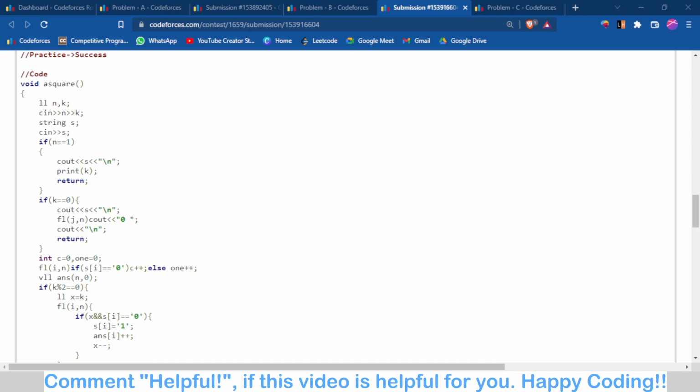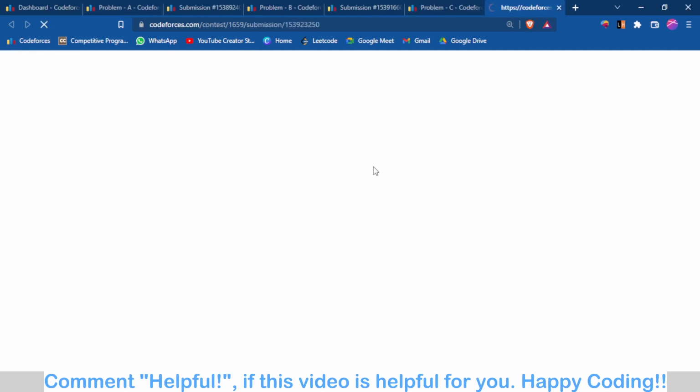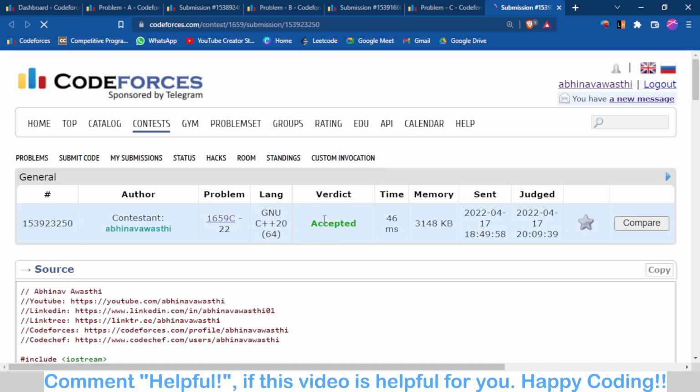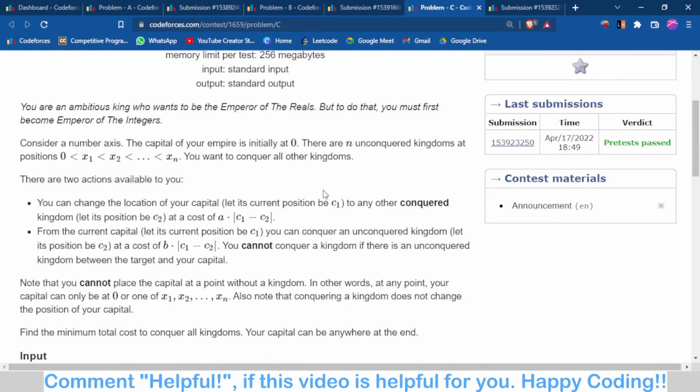So now let us move towards problem C. Let us check if it is accepted. Yeah, it is also accepted. So now it is confirmed that I am going to be an expert today. Let's see how long it takes. Fine, okay, fine. So this is a very amazing problem.